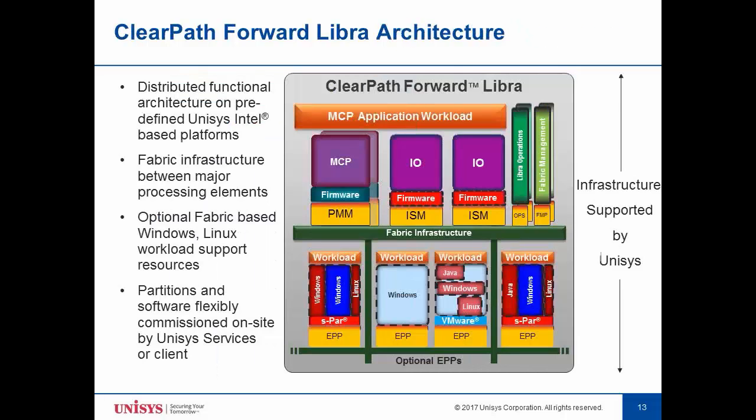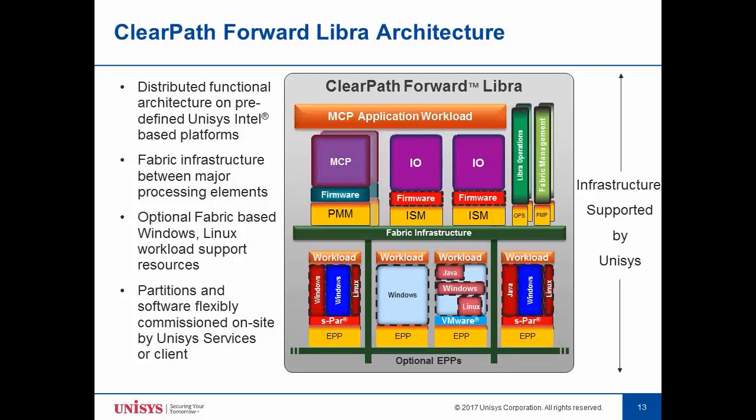Now, this chart shows a little bit of the full infrastructure components. Again, we've talked about the MCP capabilities within the system, the separate I/O capabilities, and the management complex. The Libra architecture is really built on a distributed architecture with multiple Intel-based Unisys-selected components for the processor and the I/O subsystems. There's a high-speed fabric infrastructure that shares that information between the MCP and the I/O, as well as an optional fabric-based connection for extended workload support.